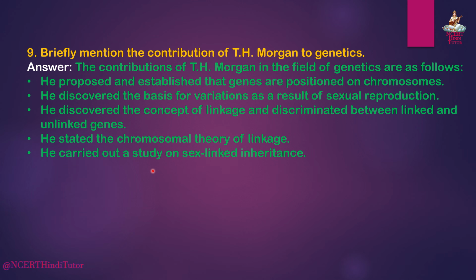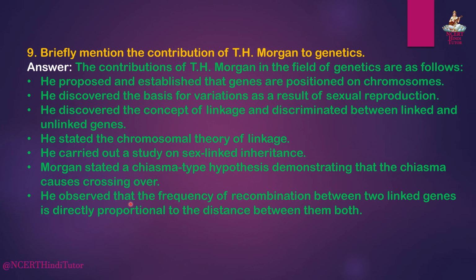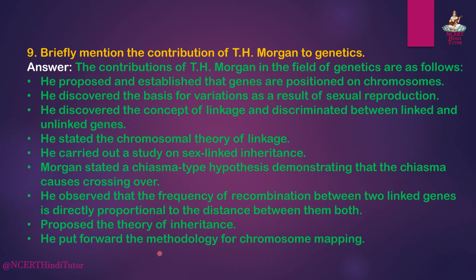He carried out a study on sex-linked inheritance. Morgan stated a chiasma type hypothesis demonstrating that the chiasma causes crossing over. He observed that the frequency of recombination between two linked genes is directly proportional to the distance between them. He proposed the theory of inheritance. He put forward the methodology for chromosome mapping. He carried out a study on mutation.